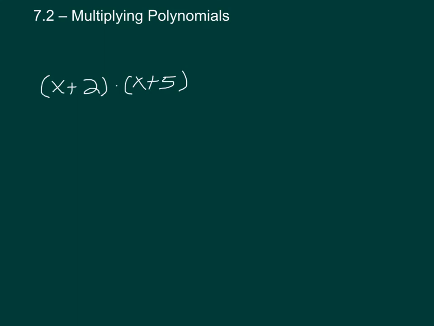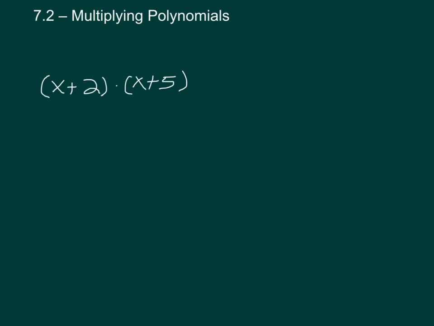Section 7.2, Multiplying Polynomials. We've already looked at adding and subtracting polynomials, which just involves combining like terms. Multiplying polynomials is a more complicated but often more interesting type of problem. There are a lot of different ways to approach these problems, so we're going to see a lot of different methods here today.